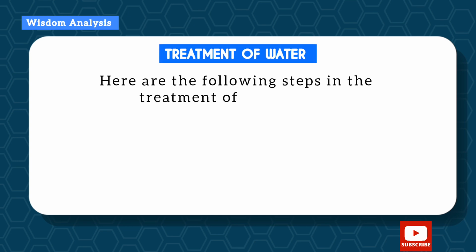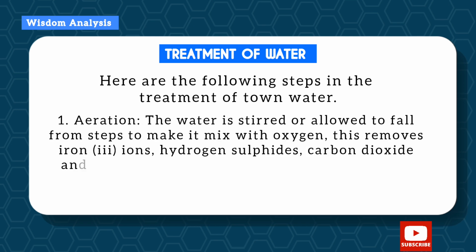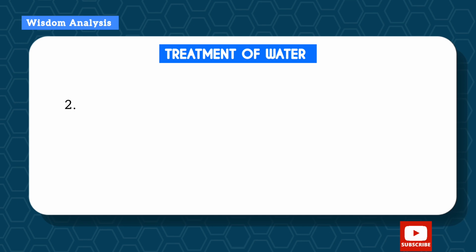Here are the following steps in treatment of town water. So number one is aeration. The water is stirred or allowed to fall from steps to steps to make it mix with oxygen, and this removes iron 3 ions, hydrogen sulfides, and carbon dioxide and volatile gases. It generally removes the odor from the water.